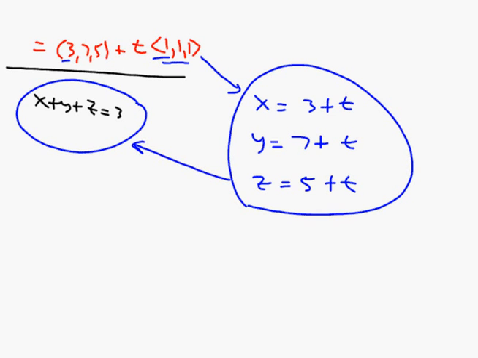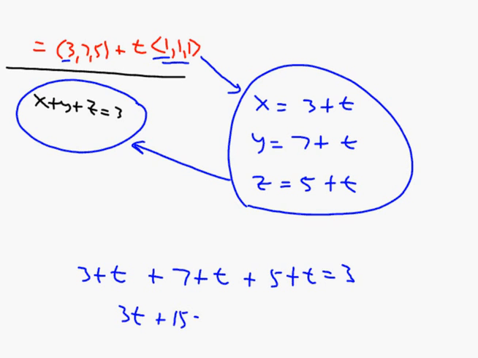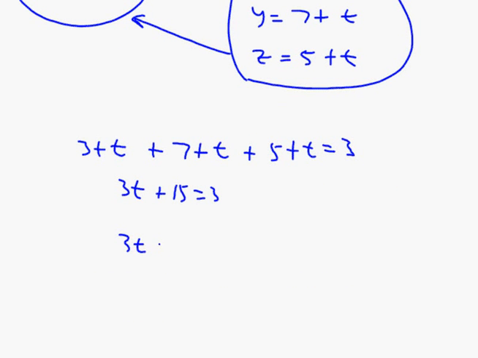Okay, and here's where things get very pretty. Sub this in, and notice how many variables are you going to have? You're going to have one variable. So what do we get? We get 3 plus t plus 7 plus t plus 5 plus t equals 3. And that's just one equation, one variable. So 3t plus 15 equals 3. So 3t equals negative 12. t is negative 4. Okay.